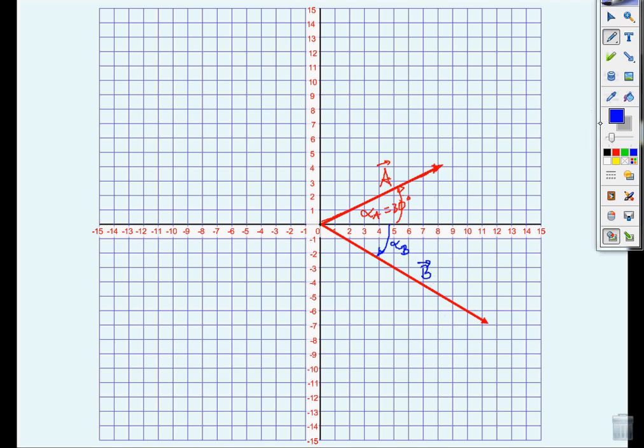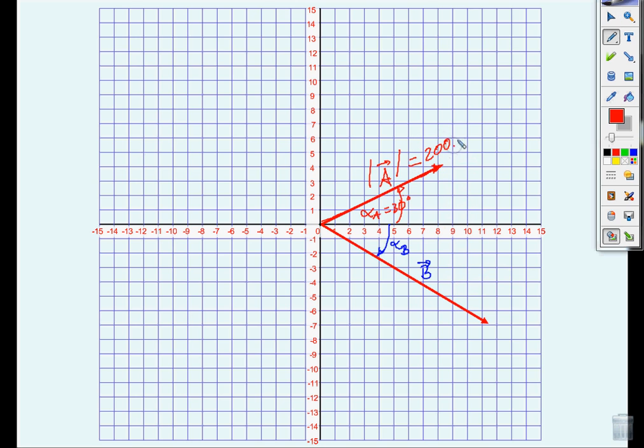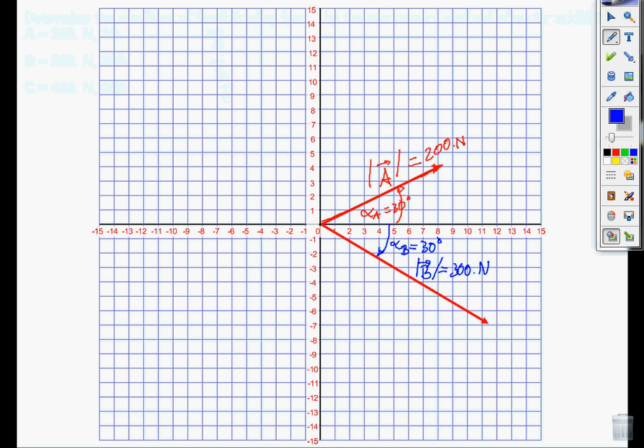Vector A, let me write the magnitude right there. Vector A has a magnitude of 200 newtons. And vector B has a magnitude of 300 newtons, again at 330 degrees, but the reference angle is 30 degrees, just like this one. So our next vector is 400 newtons at 250 degrees. So let's draw that vector as 400 newtons at 250 degrees.